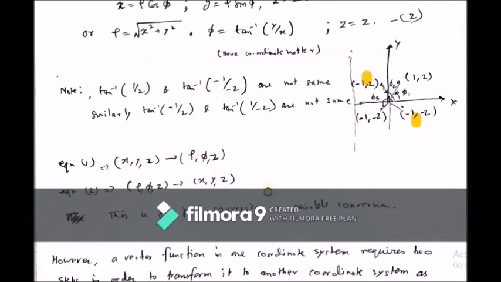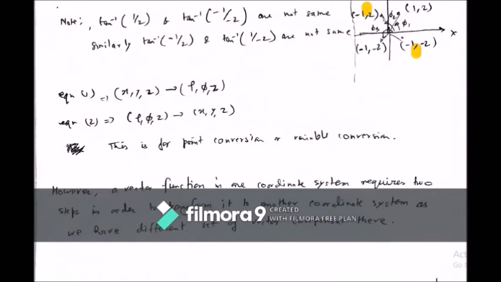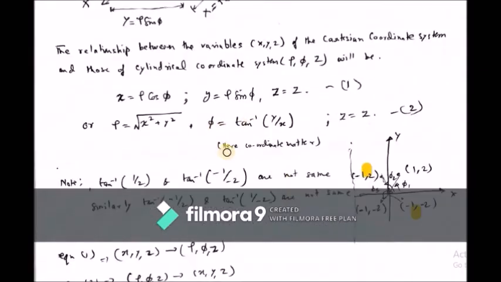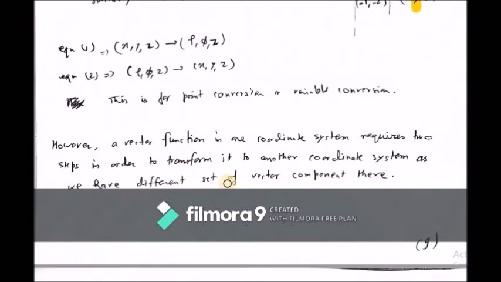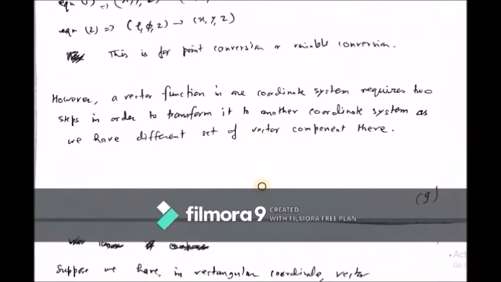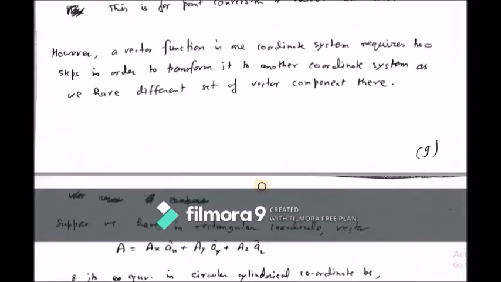Now this is just a point conversion, or variable conversion, but a vector function in one coordinate system requires two steps to transform it to another coordinate system, because here I am just converting a point from one coordinate system to another, but these vectors also have directional components.